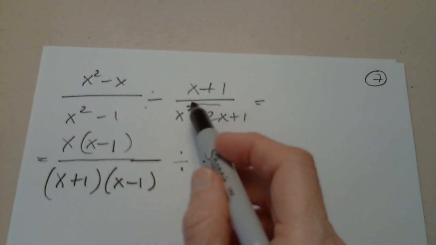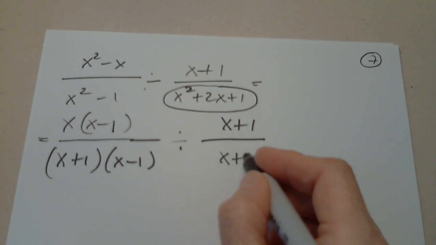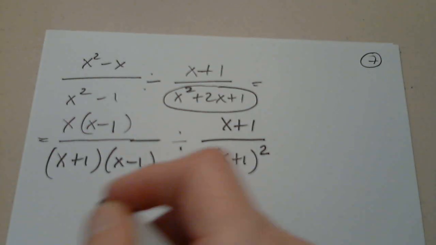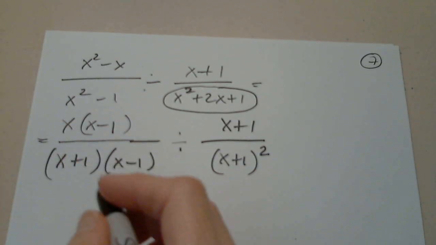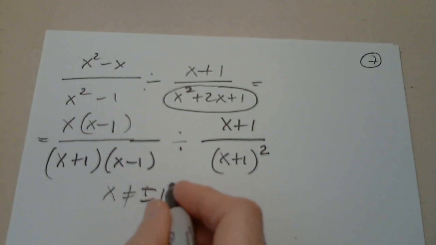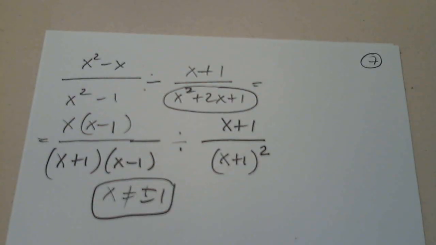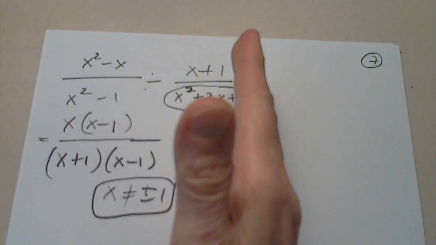What do we do with the denominator? That's x plus 1 times x plus 1, meaning x plus 1 squared. Very good. At this point, we have to state restrictions, which is x cannot be plus or minus 1. Now I can simplify, not across, but I can simplify each fraction by itself.